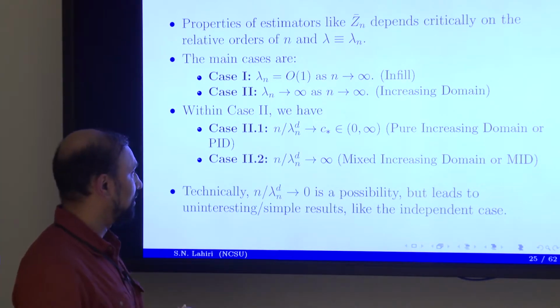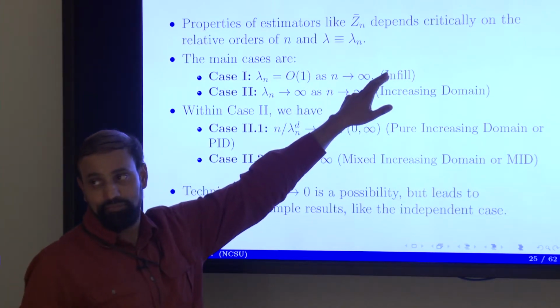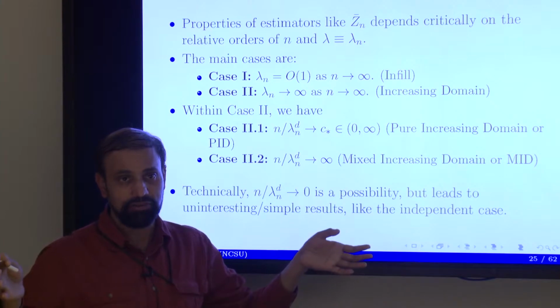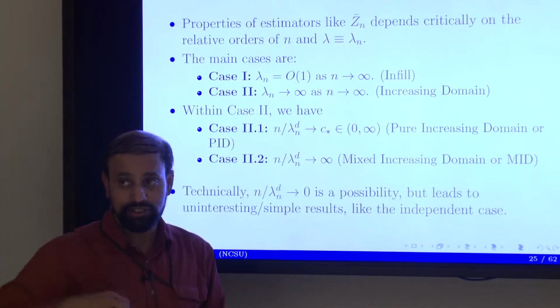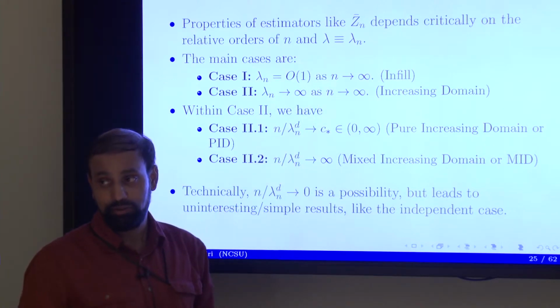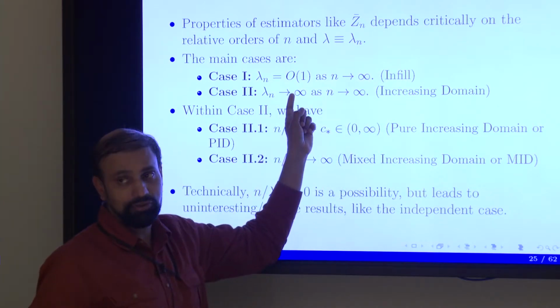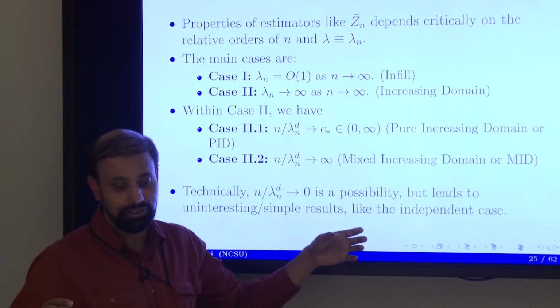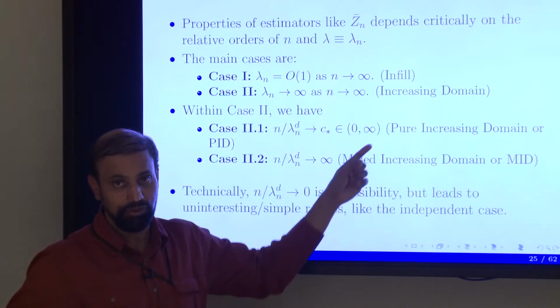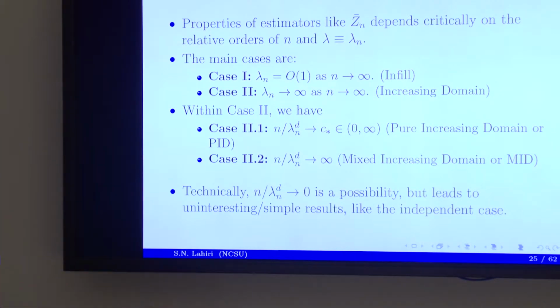It is mixed because this is called infill. When you are looking at a bounded interval and you fill that in with many, many observations, n is going to infinity, you're filling in the bounded interval. So that is the infill structure. And if you allow lambda n to go to infinity, you're increasing the domain of observation. So these two are the most common types of asymptotic structures people use.